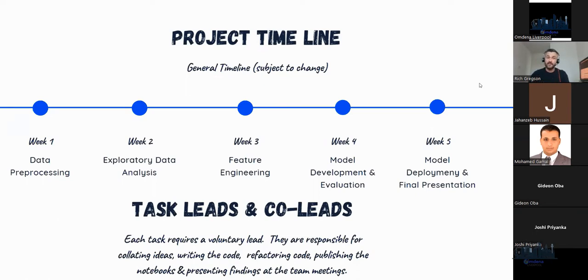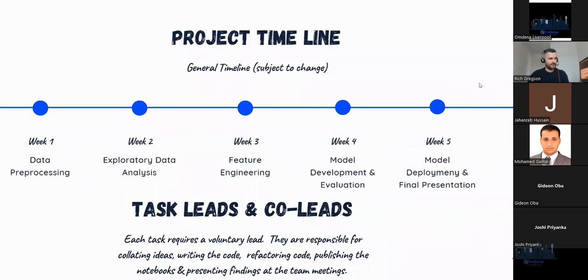Sunita will put out a Google sheet where you can sign up. And if we get a lot of applications for task leads and co-leads, I will pick them based on a random number. I'll assign everyone a random number and we'll just go from there. I think that's probably the fair way we can do it.